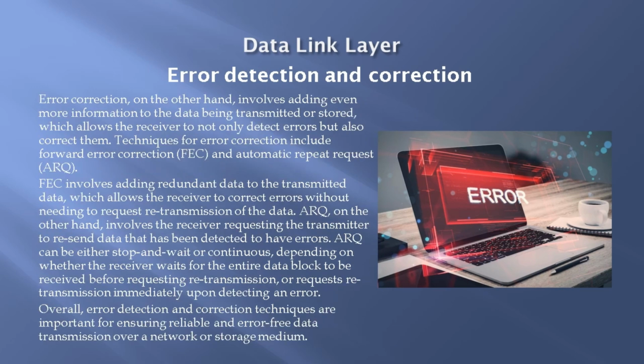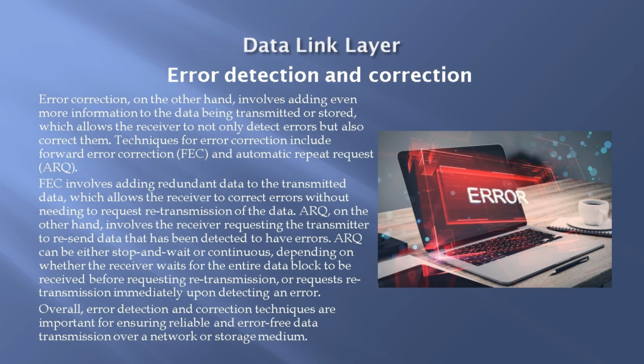Error correction, on the other hand, involves adding even more information to the data being transmitted or stored, which allows the receiver to not only detect errors but also correct them. Techniques for error correction include forward error correction (FEC) and automatic repeat request (ARQ).